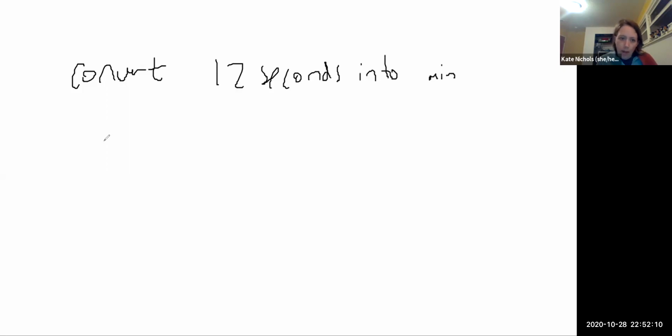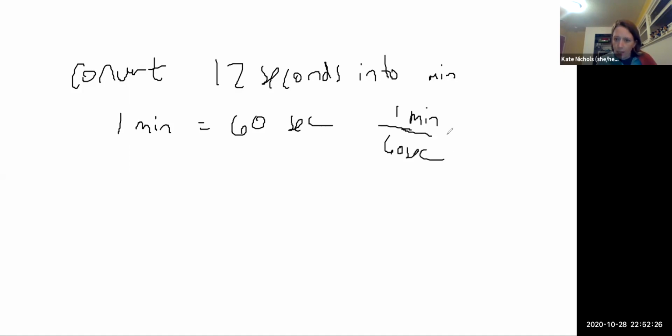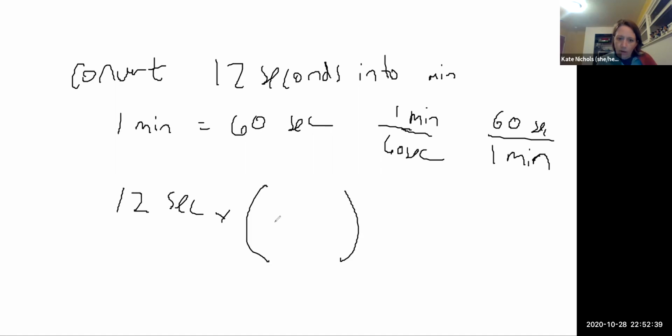Okay, we already made that conversion factor earlier, right? We knew that 1 minute equals 60 seconds, and we made our two conversion factors. We made the 1 minute over 60 seconds, and we made the 60 seconds over 1 minute. And so when I solve this problem, I'm going to start with my 12 seconds and get ready to set up my conversion factor.